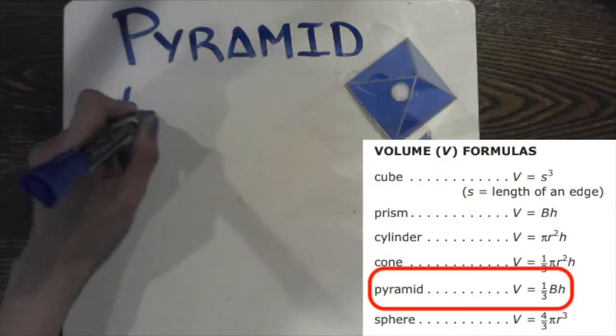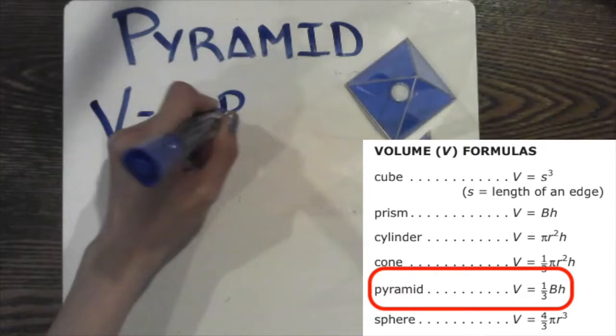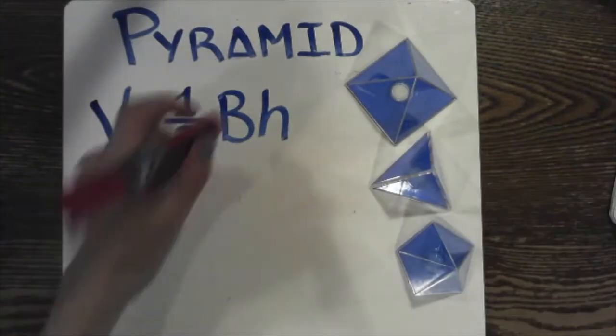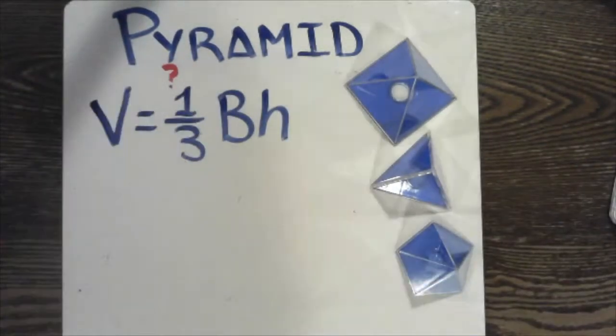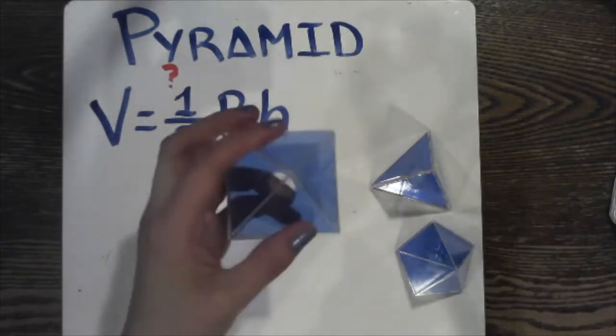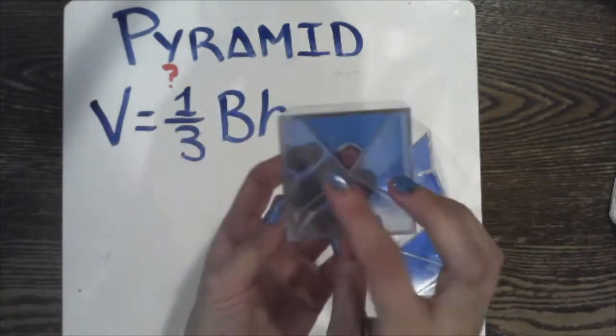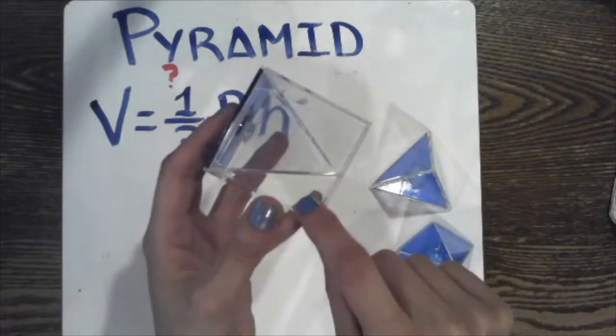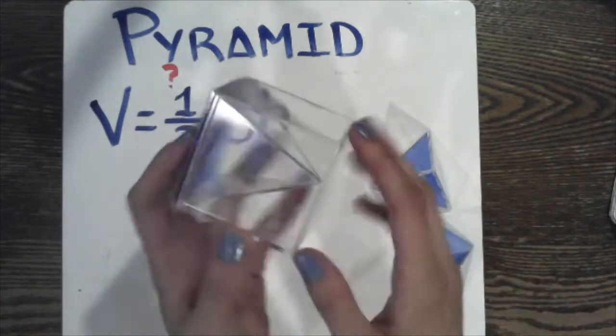The formula is volume is equal to 1/3 the area of the base times the height. Why 1/3? Well, just like with the cone, a pyramid is exactly 1/3 the volume of a prism, as long as the prism has the same base and the same height.